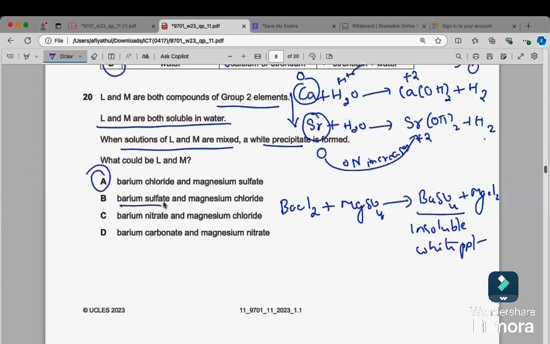Why not barium sulfate and magnesium chloride? Because barium sulfate itself we cannot take because it is insoluble. We have to choose two that should both be soluble in the water. Barium nitrate and magnesium chloride, barium nitrate, it cannot form a proper insoluble salt. And then barium chloride and magnesium nitrate, it cannot form an insoluble salt. Barium carbonate is a solid, so we cannot go with any other option. So option A.